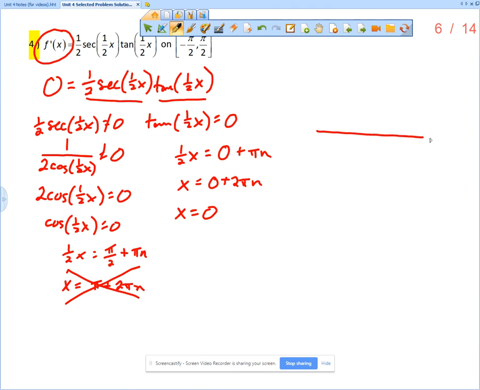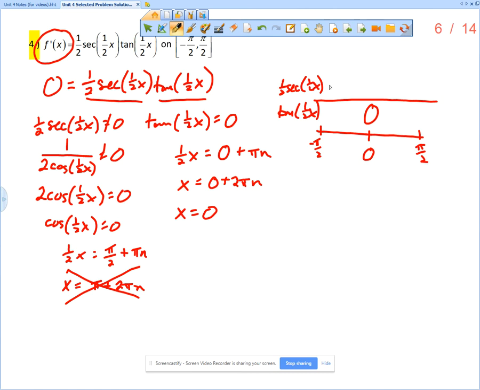So now I go here, I put 0 on my number line. On the side, I have 1/2 secant of 1/2 x, and I have tangent of 1/2 x. Now I'm going to put a 0 on my bottom row, and I'm going to put nothing on my top row because it's never equal to 0. And then I want to make sure I include negative pi over 2 and positive pi over 2 so that I am not going outside of that window.